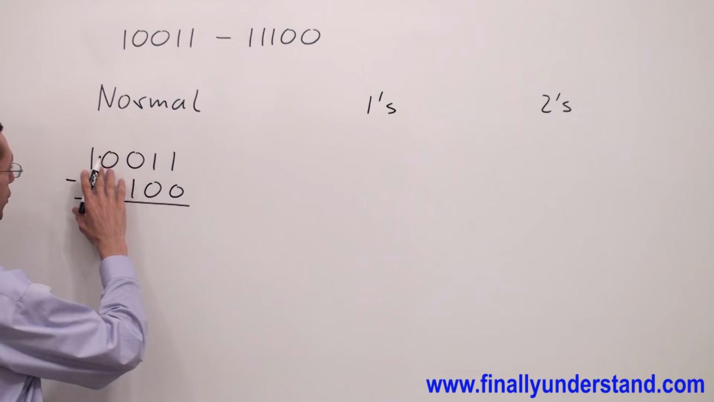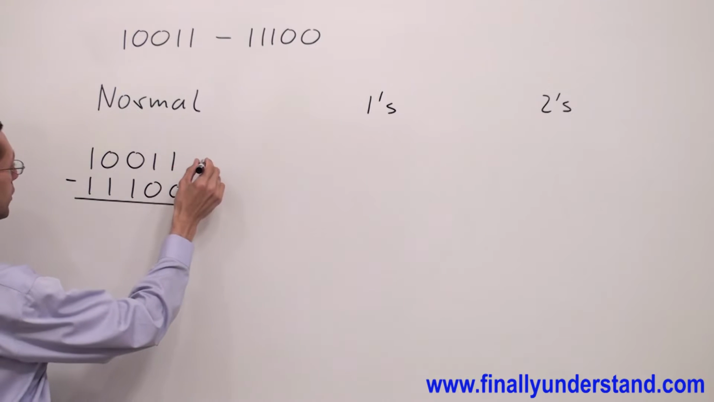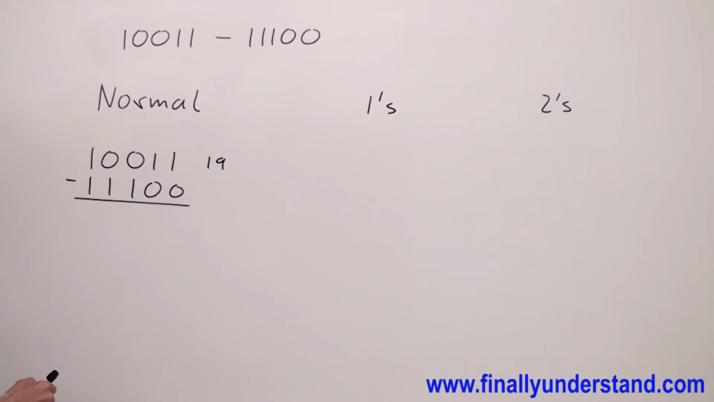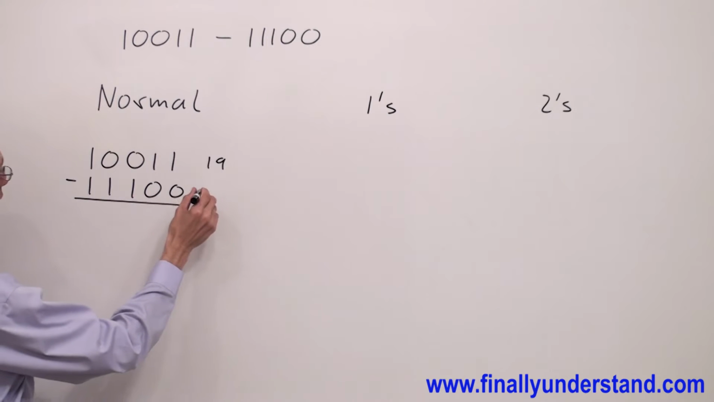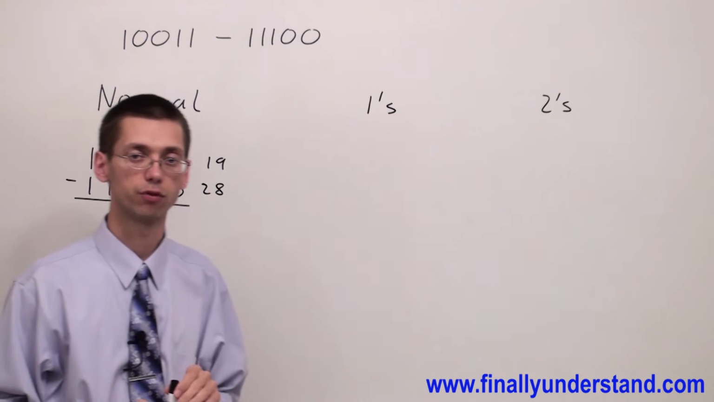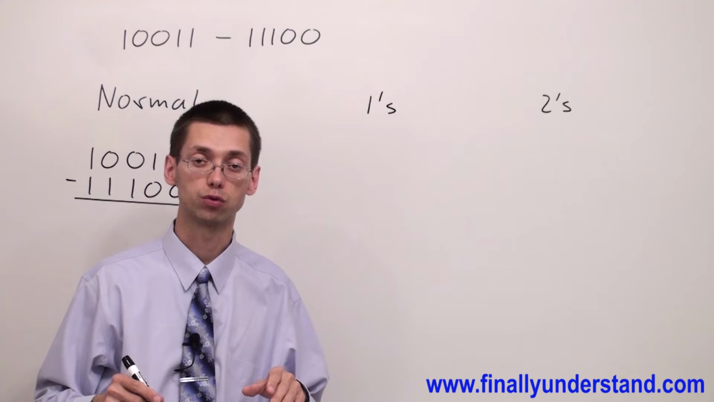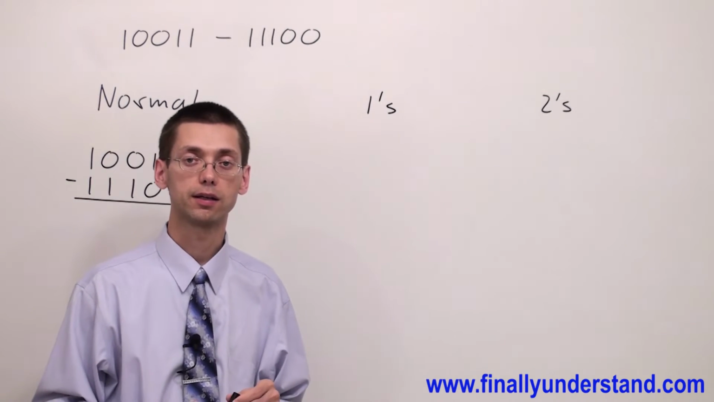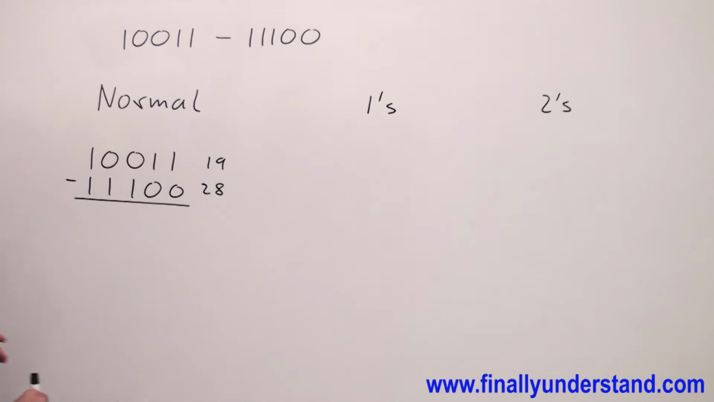Now, if you convert the top number to decimal, you will find out that this is decimal 19. And if you convert this binary number to decimal, you will find out that this is 28. It means we have to subtract 28 from 19. Anytime you subtract a bigger number from a smaller number, you're supposed to subtract the smaller from the bigger and keep the sign of the larger number. What I mean by that?